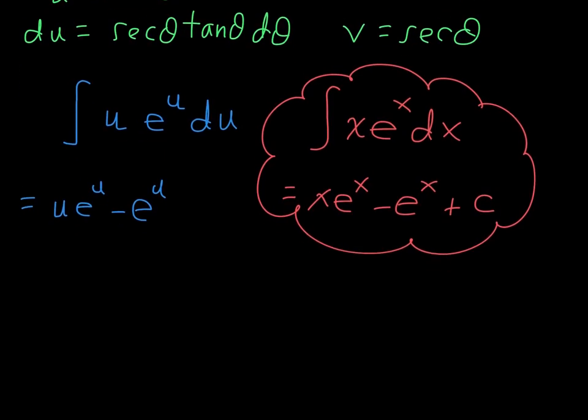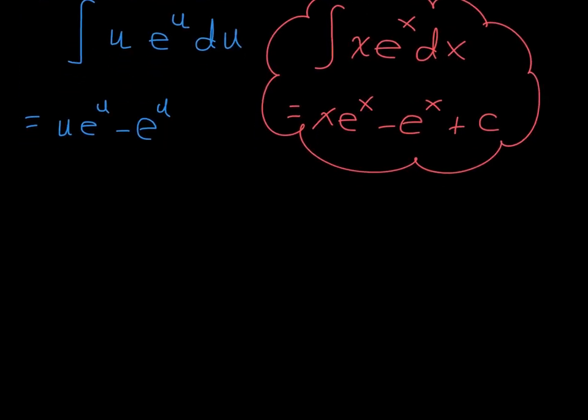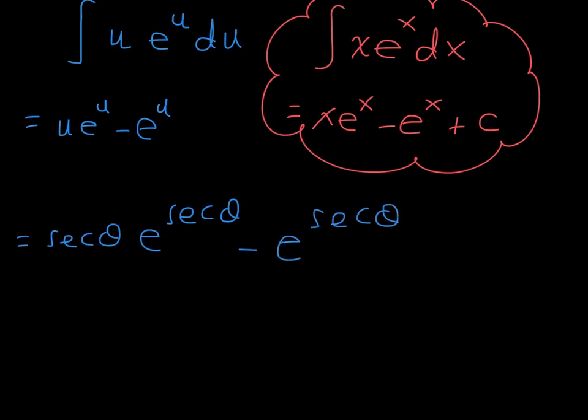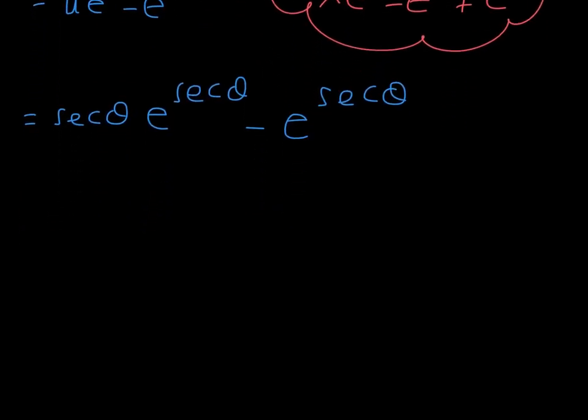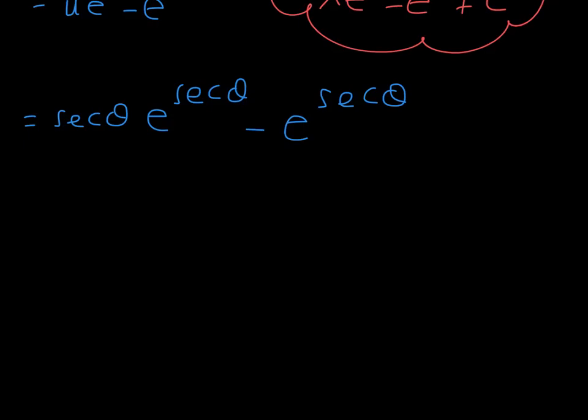So let me rewrite this. So then this is secant theta e to the power of secant theta minus e to the secant theta. However, this problem came to us in terms of x. So we need to put this in terms of x. But remember, I can scroll up, but I'll just remind us that we chose x to be tan theta. So if I draw a reference triangle and call this theta, then tangent of theta, which is opposite over adjacent, must be equal to x.